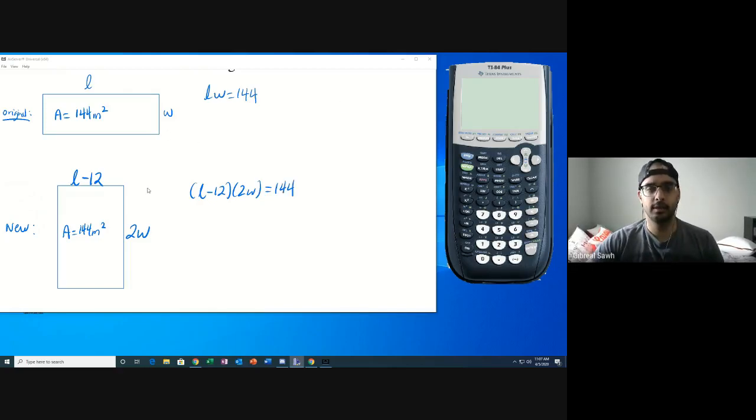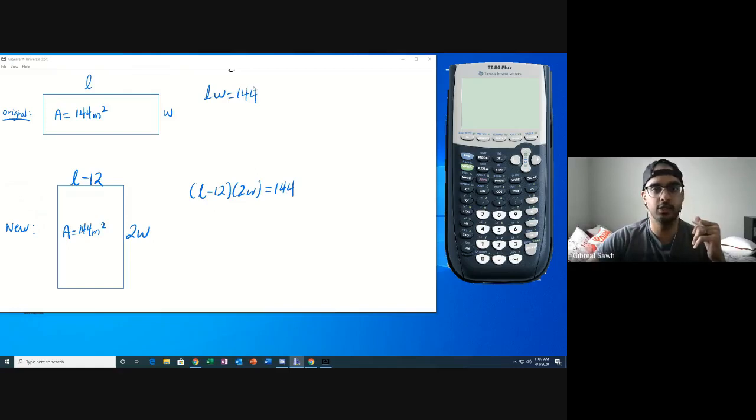Now, let's think about this for a second. I've got two different equations here. I've got two variables in them, and they are the same variables of length and width. This is a systems of equations problem. Okay, this is a Math 10 question. So what we're going to do here is solve this using substitution.